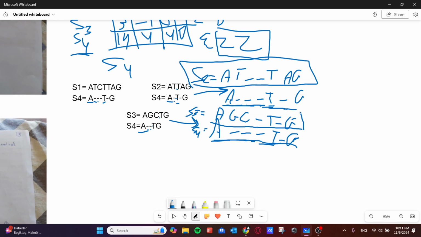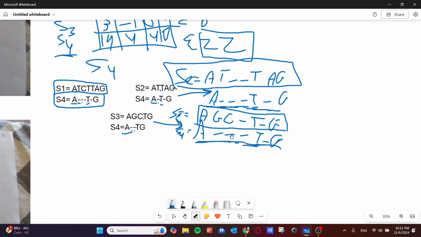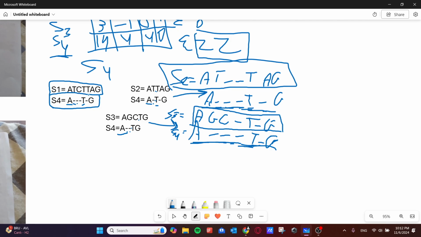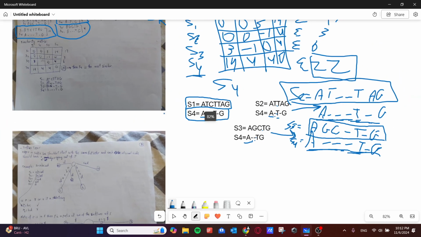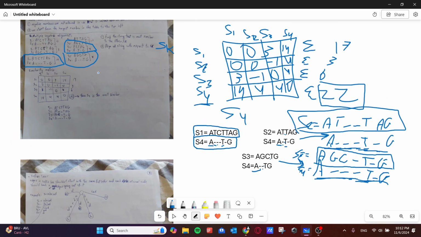Here, this is the new S3. I have the S1, it's the same. And here I have the S4. You got it, guys? So S1, S2, S3, S4. I will rewrite them and say these are the alignment.